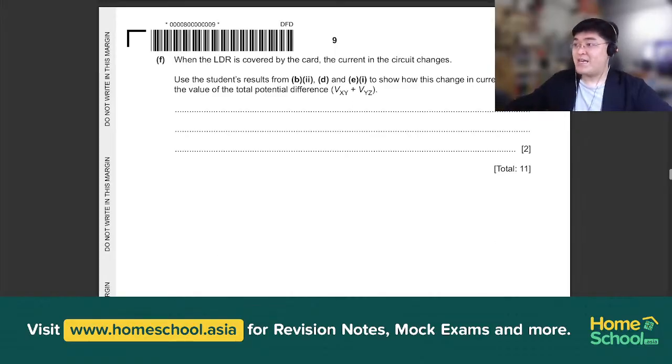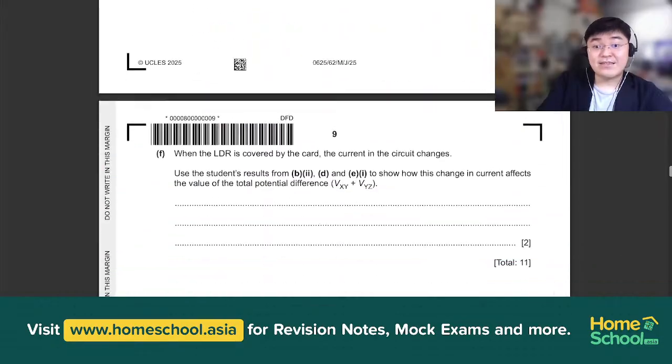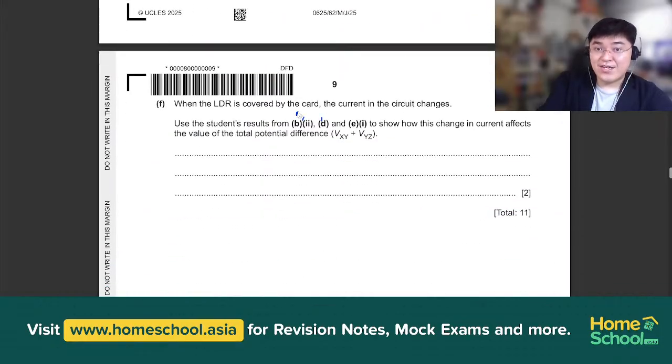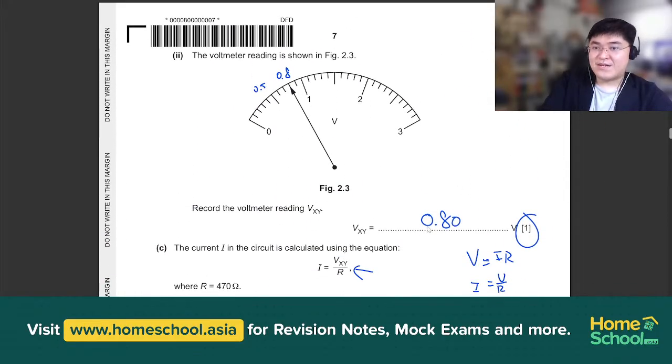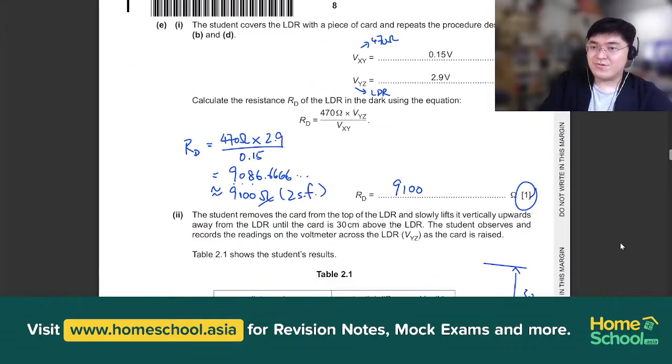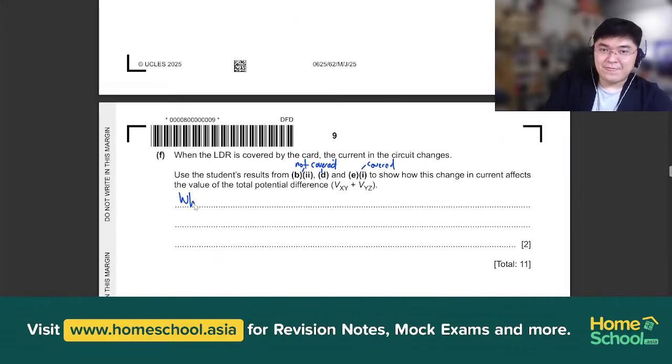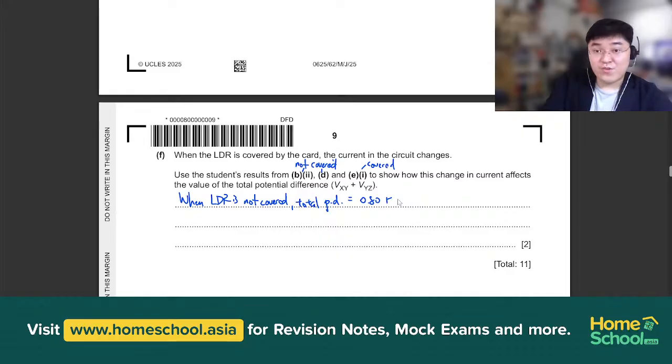So when the LDR is not covered, let's take a look at part B2 and D. That is when it's not covered, and this is when it is covered. When it's not covered, we have Vxy is 0.8 and Vyz is 2.2. So let's write that down. When the LDR is not covered, total potential difference is equal to 0.80 plus 2.2, and it should get you 3.0 volts.